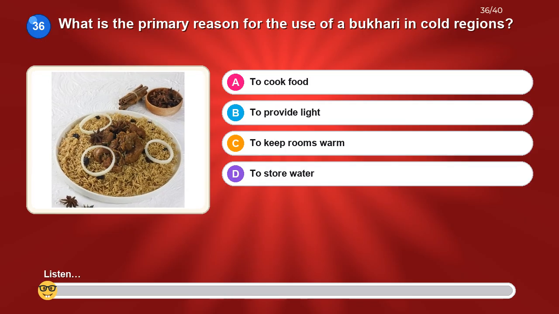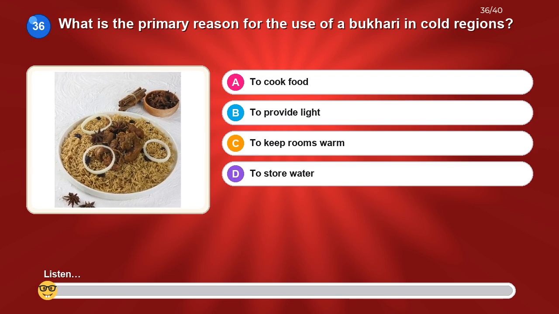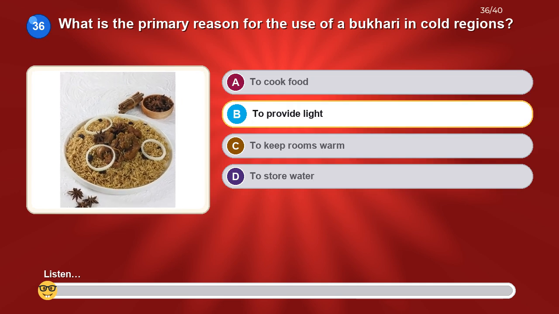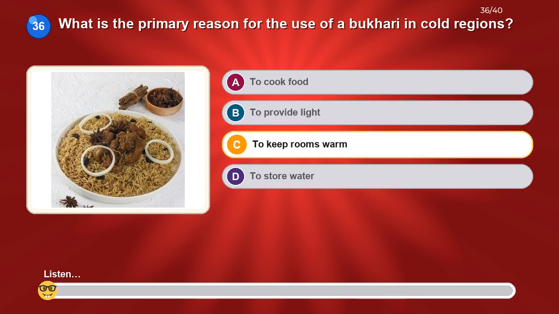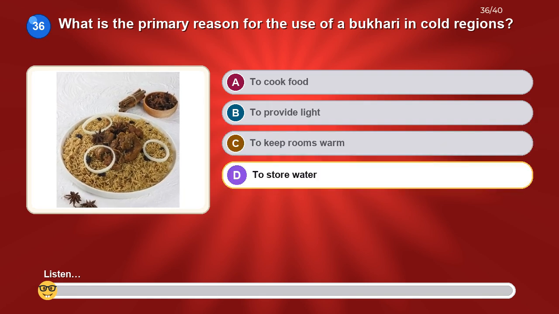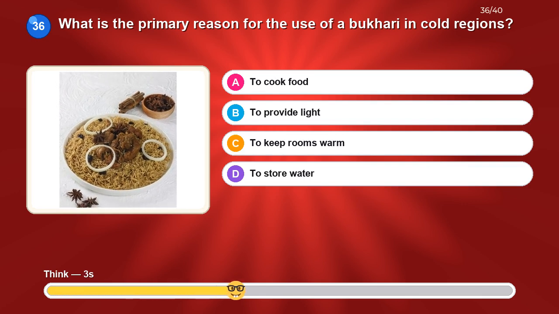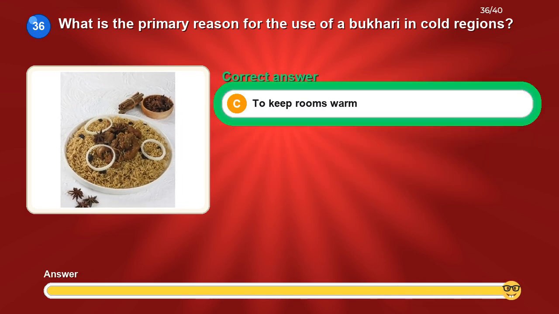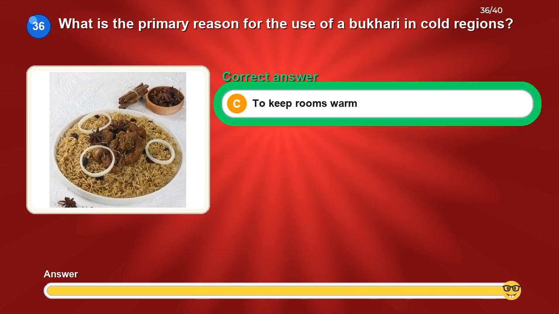What is the primary reason for the use of a Bukhari in cold regions? Option A, to cook food. Option B, to provide light. Option C, to keep rooms warm. Option D, to store water. The correct answer is, to keep rooms warm.